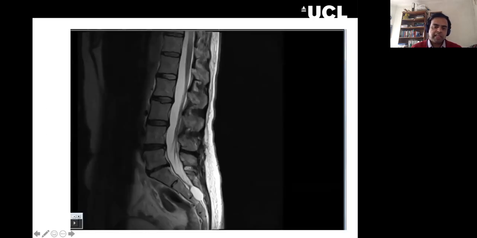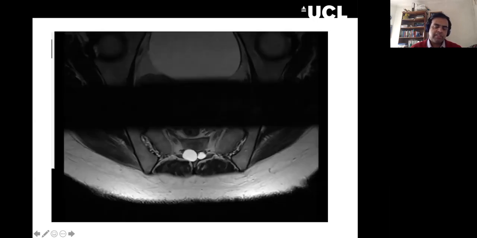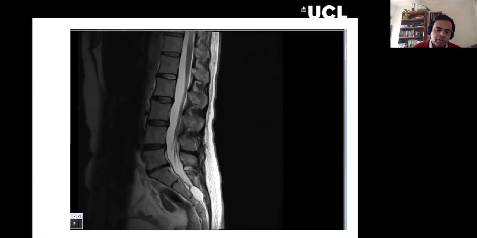This is the MRI scan that was done. You can see the cystic lesion in the lower spinal canal. You can see these lesions are hypointense on T1 and hyperintense on T2. These are actually perineural cysts, which are called Tarlov cysts.